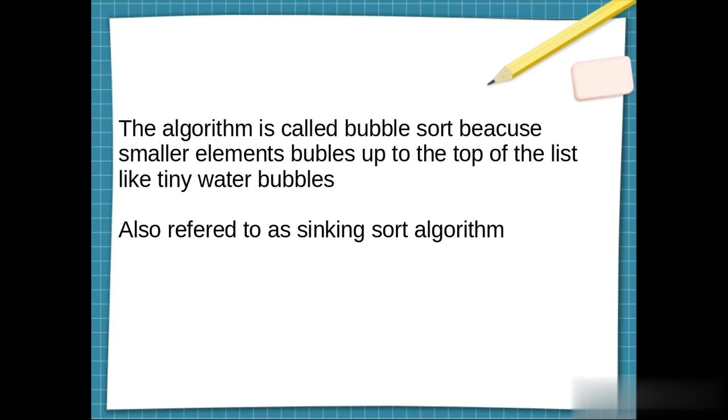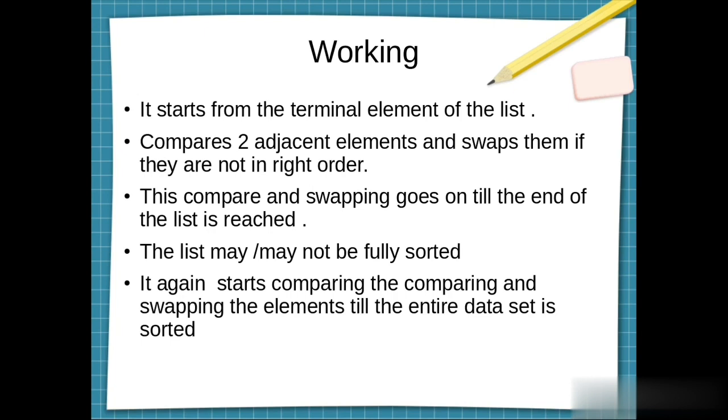This algorithm is called bubble sort because the smallest element in the list bubbles up to the end, just like the way bubbles reach the surface. It is also referred to as a sinking sort algorithm because the larger elements go towards the end.